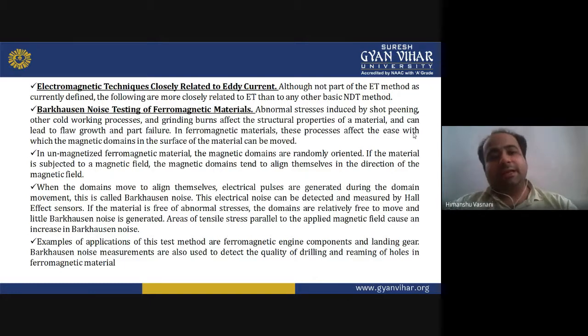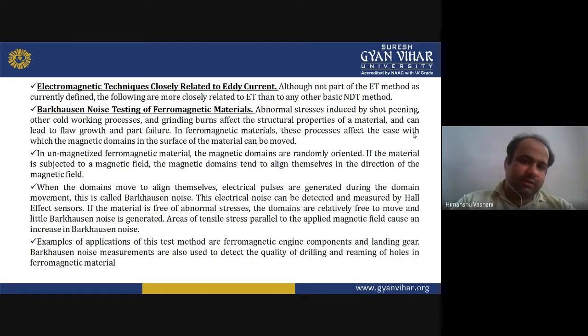Now, electromagnetic techniques closely related to eddy currents. Although not part of eddy current testing as currently defined, the following are the most closely related to eddy current testing rather than any other basic NDT methods, like Barkhausen noise testing of ferromagnetic materials. Abnormal stresses are induced by shot peening or cold working. Peening means hitting with a hammer. Shot peening, other cold working processes and grinding burns affect the structural properties of a material, and can lead to flaw growth and part failure also.